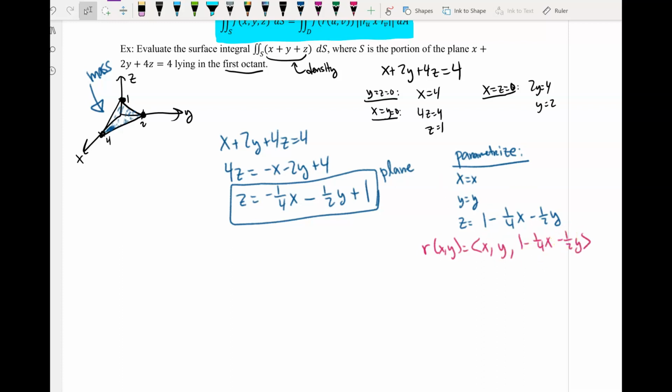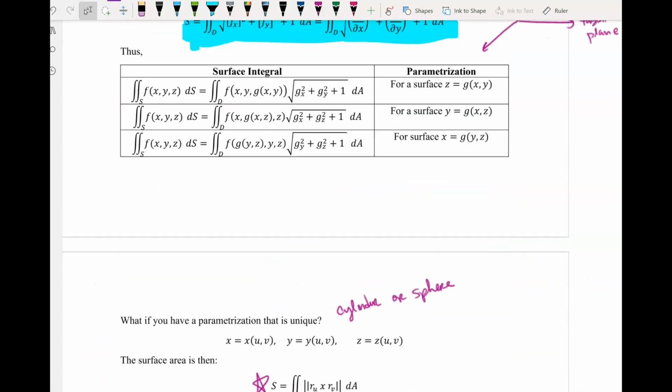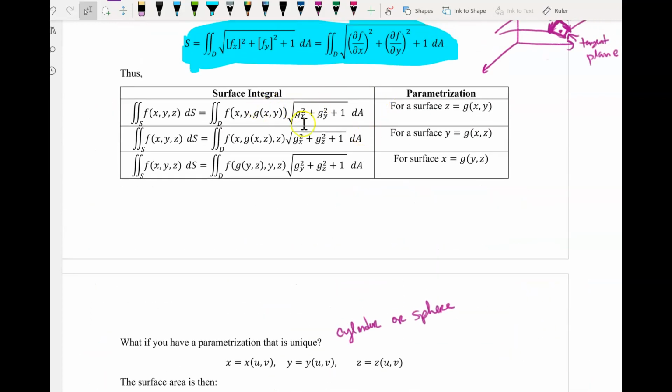Now, typically, if you went ahead and used the other formula, you would still get the same answer. You wouldn't do anything different. You would just do a little bit more work because you would have to calculate the cross product. But this other formula that we have up there, the cross product has already been done. This is what the cross product is.